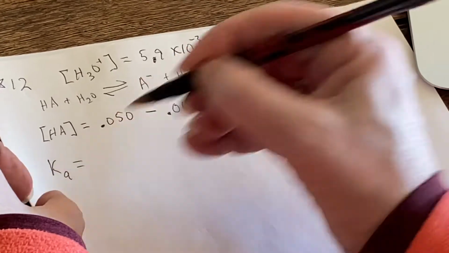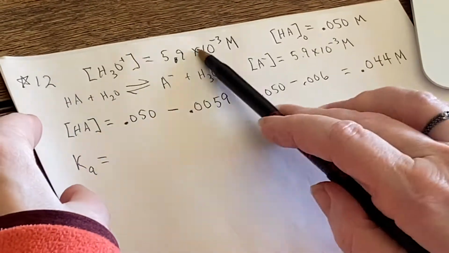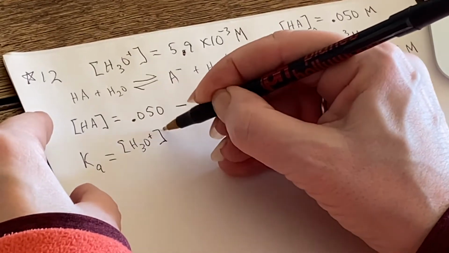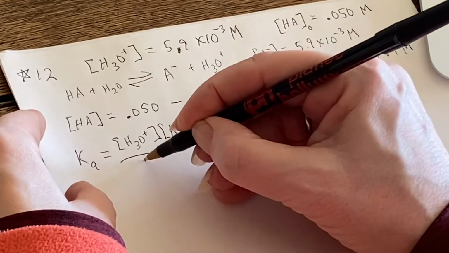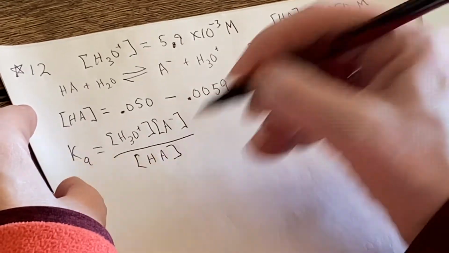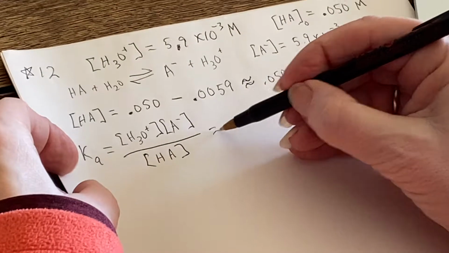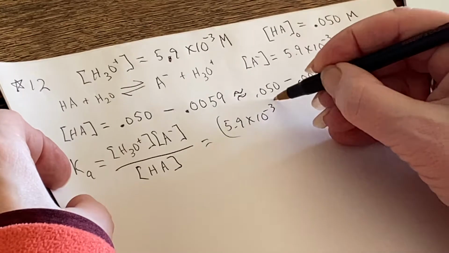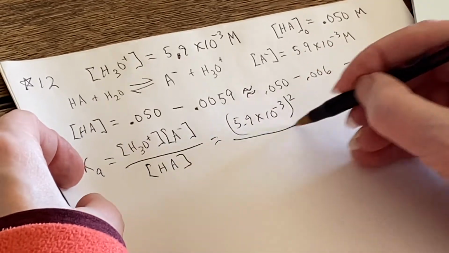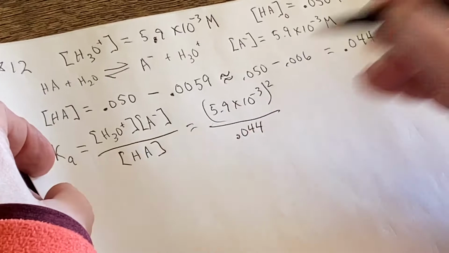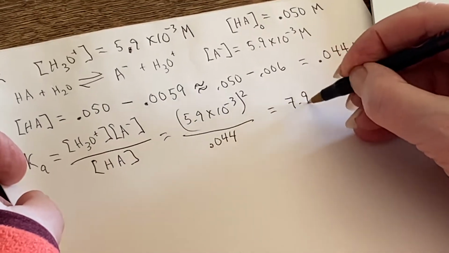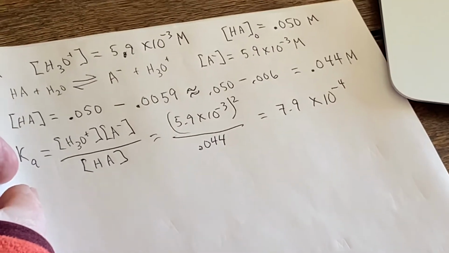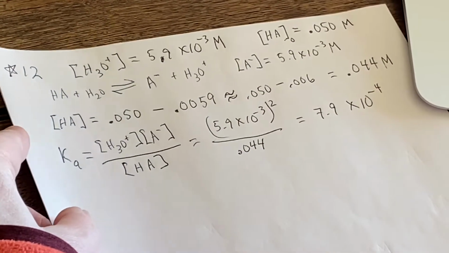Here we go. There's the Ka. It should be these two on top, right? Hydronium ion and the anion over the concentration of the acid. I have all those numbers now. So 5.9 times 10 to the negative third is going to get squared, and I just figured this out, so it's 0.044 down here. Hit my calculator and I get this, because I don't trust it past 2 sig figs. Wonderful. What else can I do from this?